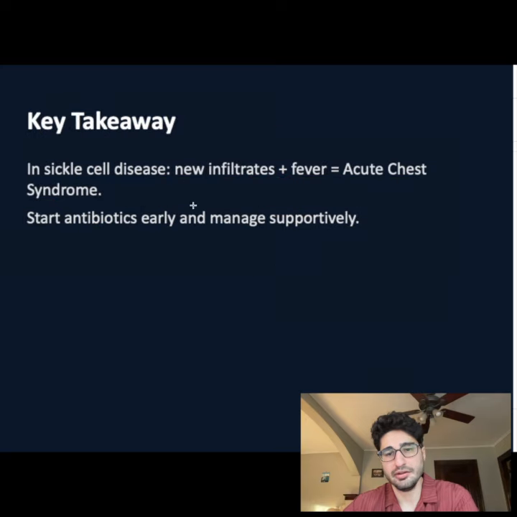So remember, new infiltrates plus fever in a sickle cell patient, think of acute chest syndrome. Don't wait and start antibiotics early.